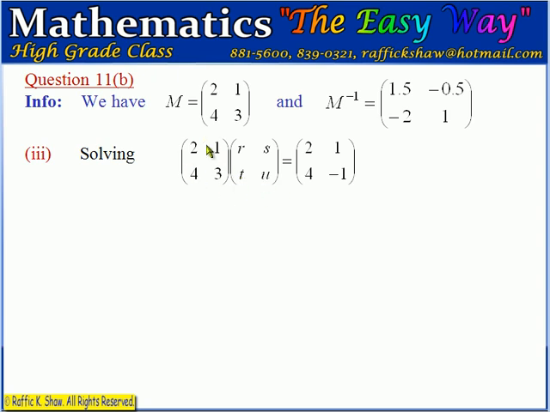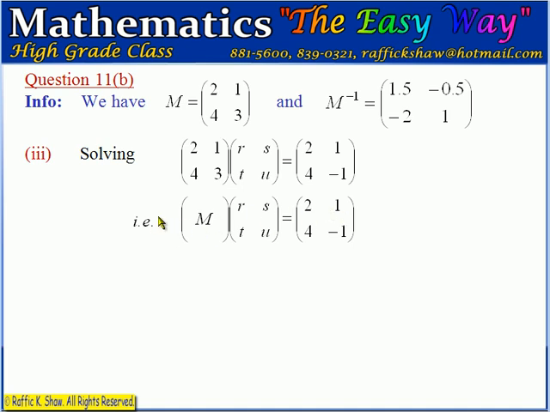Now we must recognize that this matrix 2, 1, 4, 3 is actually the matrix M, and so we can show that. So what we actually have is that the matrix M multiplied by this matrix RSTU is equal to this matrix 2, 1, 4, minus 1. Now if the matrix M multiplied by this matrix is equal to this matrix, then it means that this matrix that we are trying to find can simply be equated to the inverse of M multiplied by this matrix here. But what I'll do is go through the steps and show how that result can be derived.